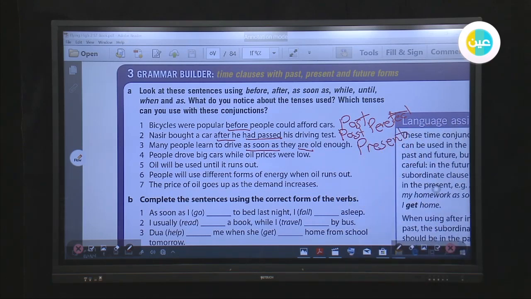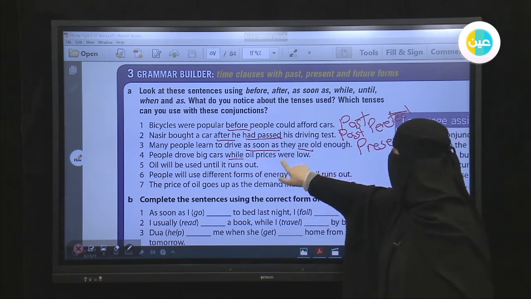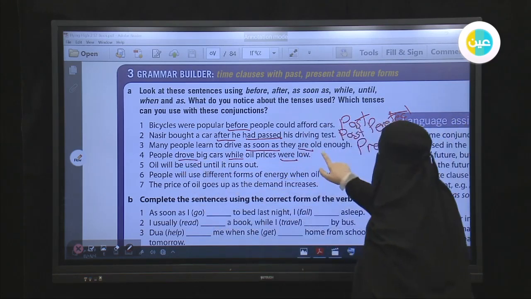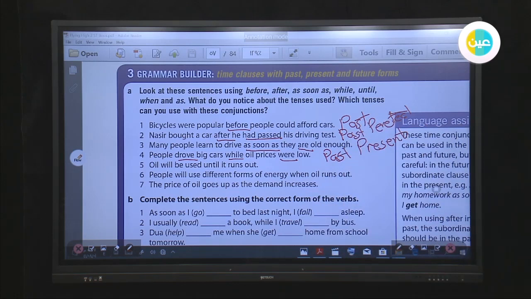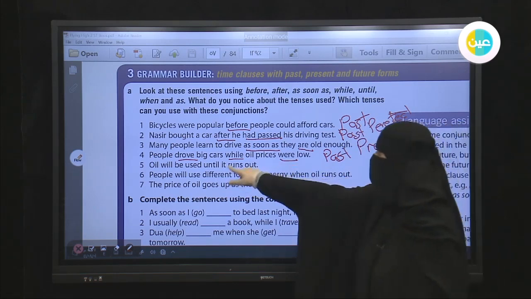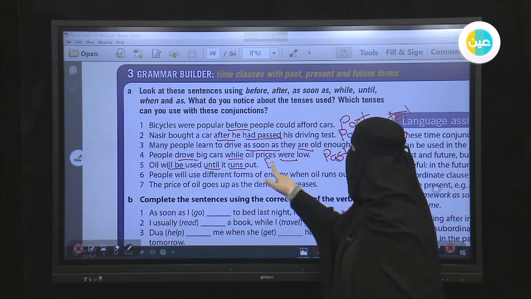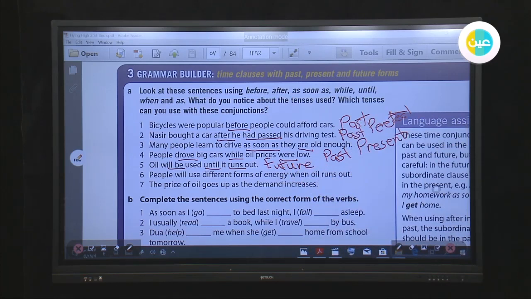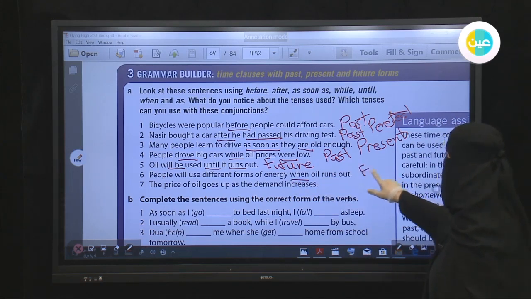Four, people drove big cars while oil prices were low. Our conjunction word is while. Prices were low. Okay, drove. What is the tense here? It's past. Number five, oil will be used until it runs out. Oil will be used until. What is the tense here? It's future. Okay. Six, people will use different forms of energy when oil runs out. It's also here. Future with the present.